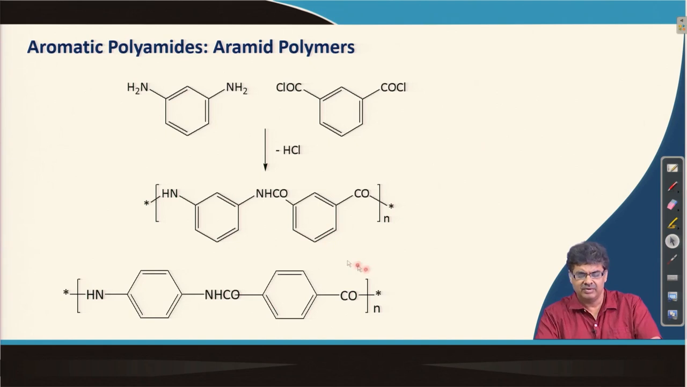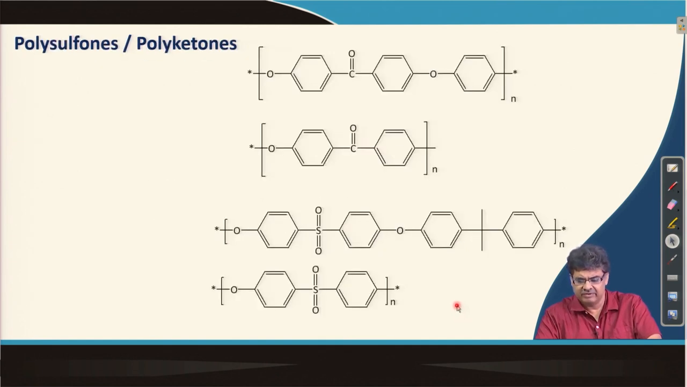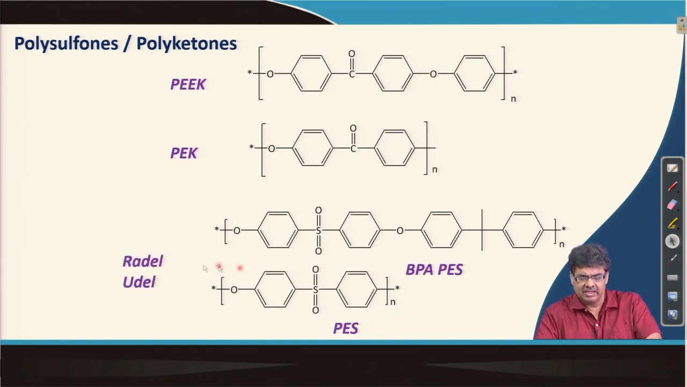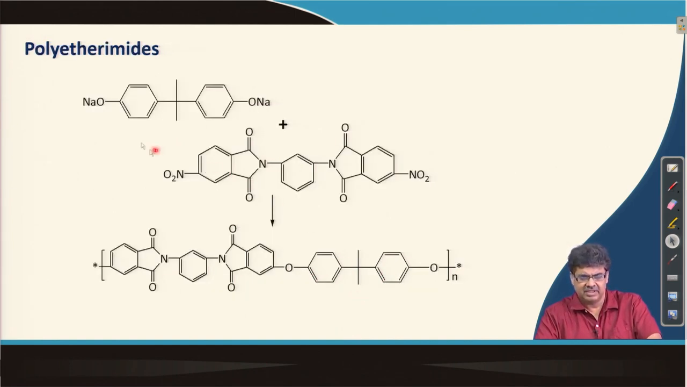I will quickly go through these structures and processes. So these are aromatic polyamides, Nomex and Kevlar, and polysulfones. These are the structures, and polyether sulfones. These are the structures you can use. These are the typical trade names. The polyetherimide structure is this, and the trade name is Ultem.